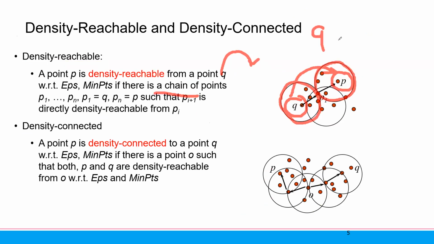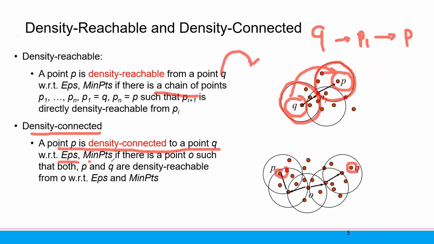We have Q and then we go to P1. P1 is directly reachable and then we have P. Okay. Density connected. In the density connected, a point P is density connected to a point Q.